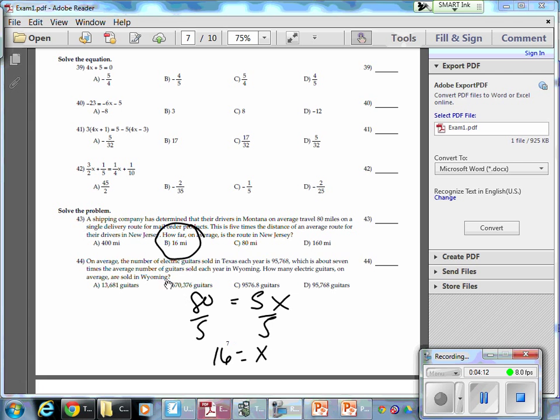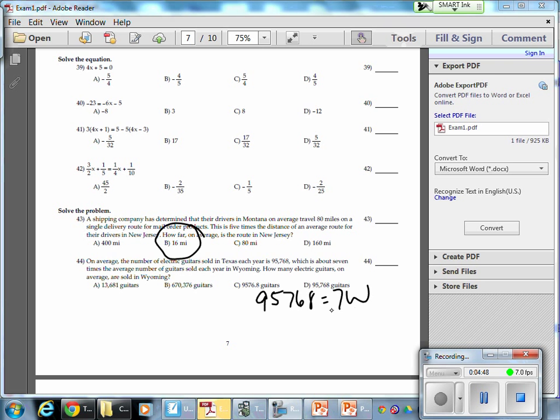All right, number 44. On average, the number of electric guitars sold in Texas each year is 95,768, which is about 7 times the average number of guitars sold in Wyoming. How many electric guitars on average are sold in Wyoming? So 95,768 is 5 times what's sold in Wyoming. Sorry, it's 7 times what's sold in Wyoming. It's not 5. So 95,768 equals 7 times Wyoming. So divide by 7.